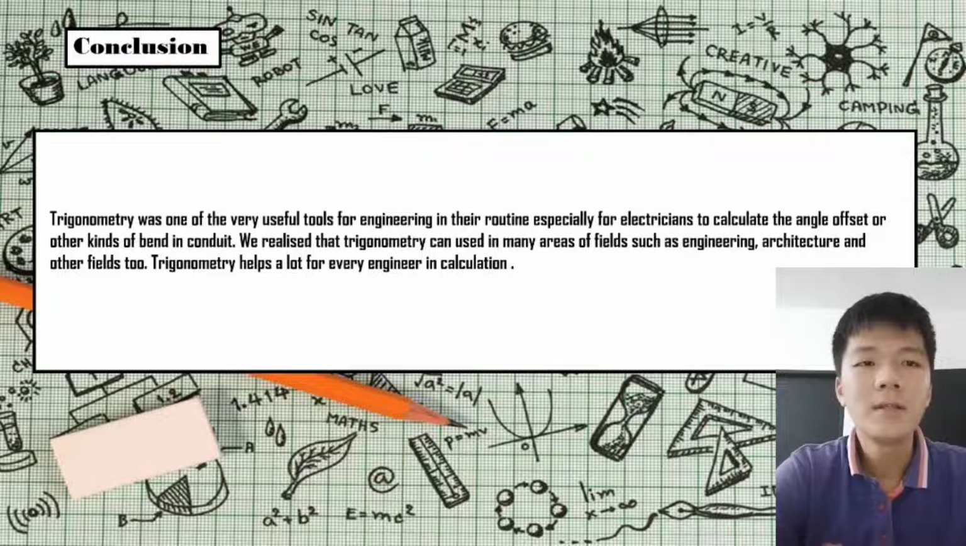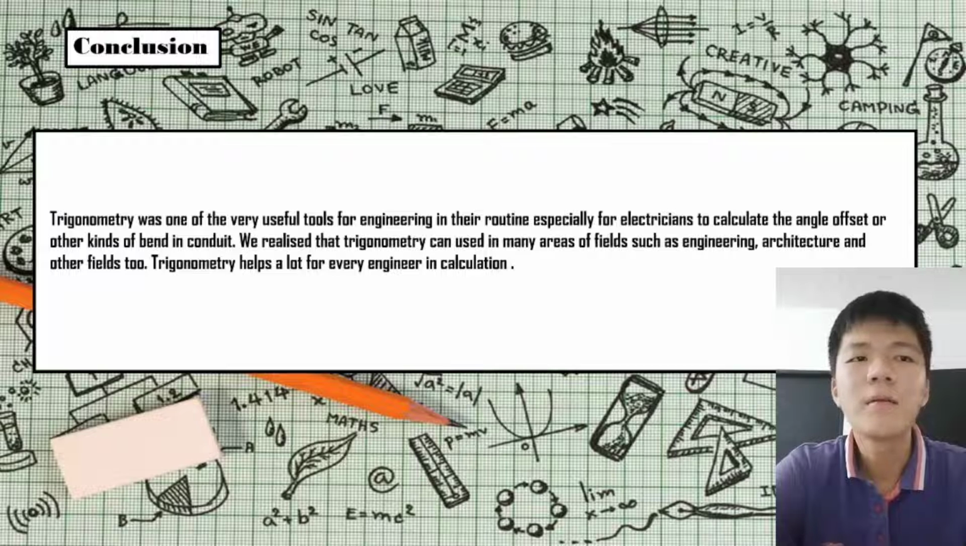After this presentation, I have learned that trigonometry is one of the very useful tools for engineers in their routine, especially for electricians, to calculate the angle, offset, or other kinds of bends in conduit. We realized that trigonometry can be used in many fields such as engineering, architecture, and others. Trigonometry helps every engineer a lot in calculation.